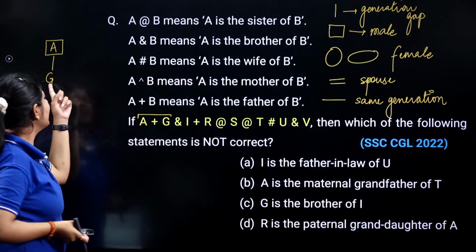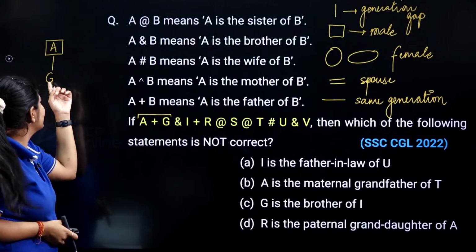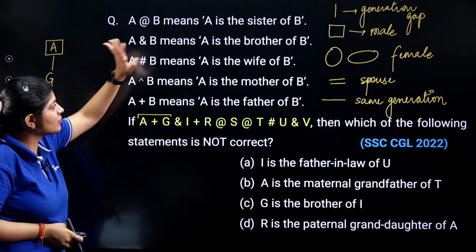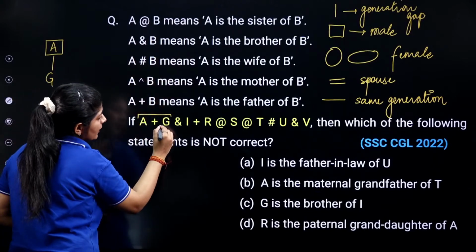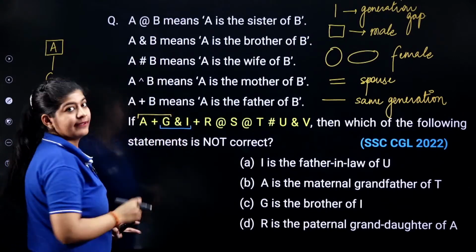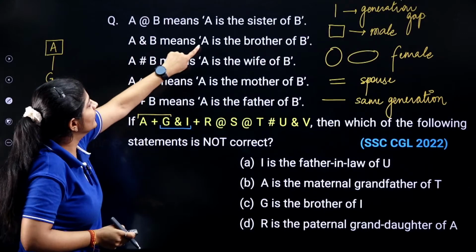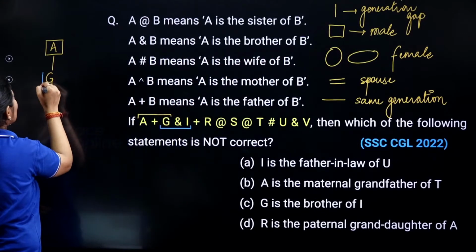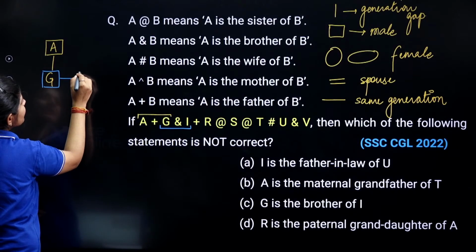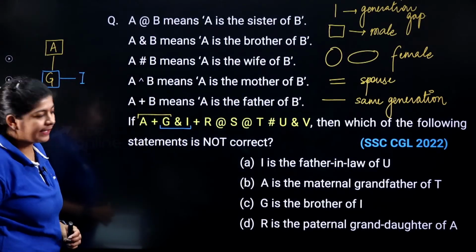Till this point we are not able to determine the gender of G. If it is not given in the question, then just let it be. Next one. G and I. Where we have and here, A is a brother of B. That means G is a brother of I. Right? Next.